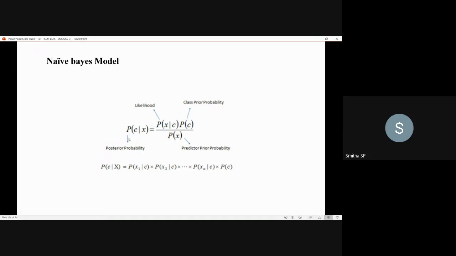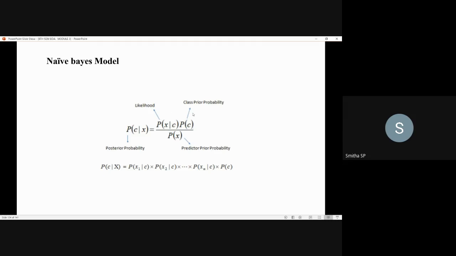Posterior probability, in the sense, is the probability of the class C for the given predictor X, which has the attributes, we call it X. And likelihood is nothing but P of X given C, right? So it is the probability of a predictor for the given class, whereas P of C given X is the posterior probability of a class. There is a difference between these two. To calculate this posterior probability, you will make use of this likelihood, which is the probability of the predictor for the given class.